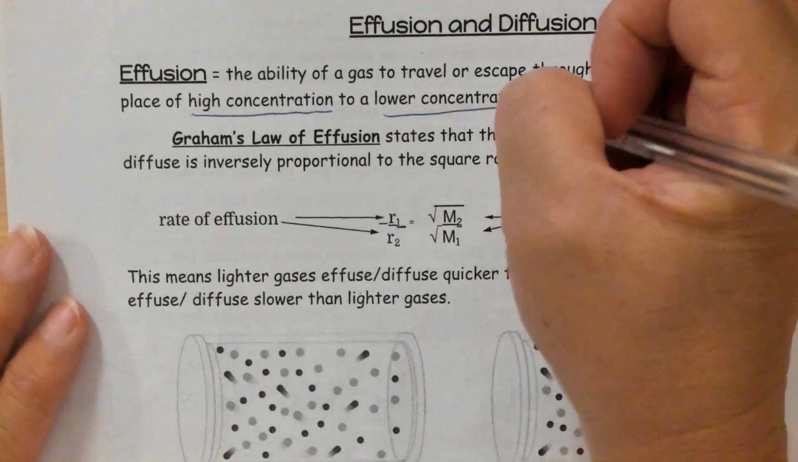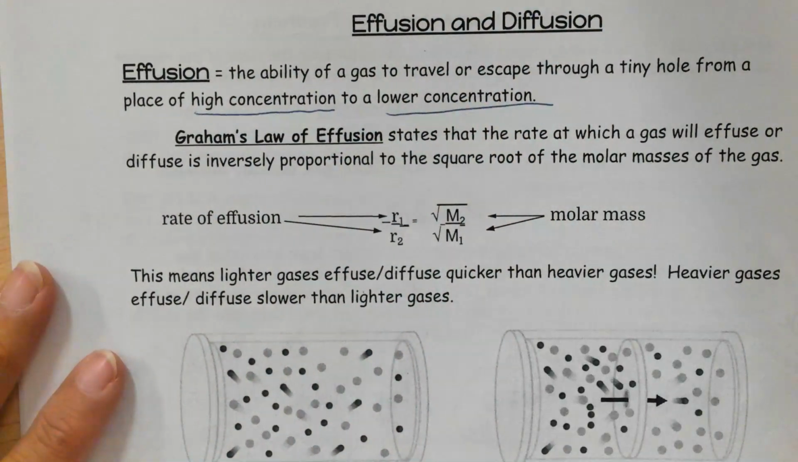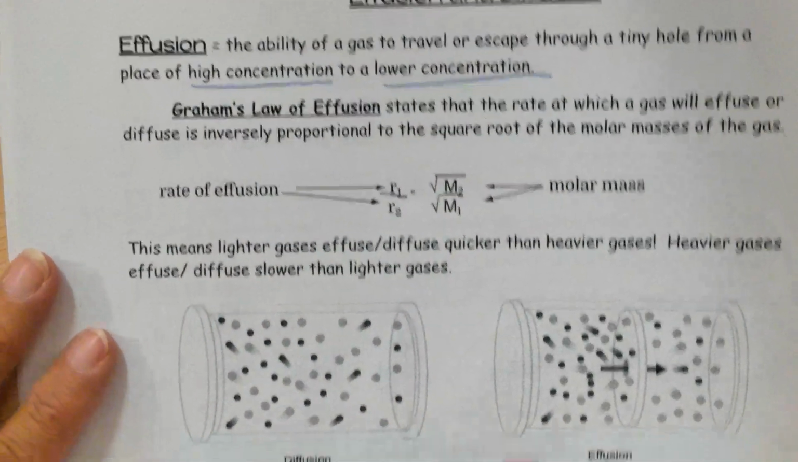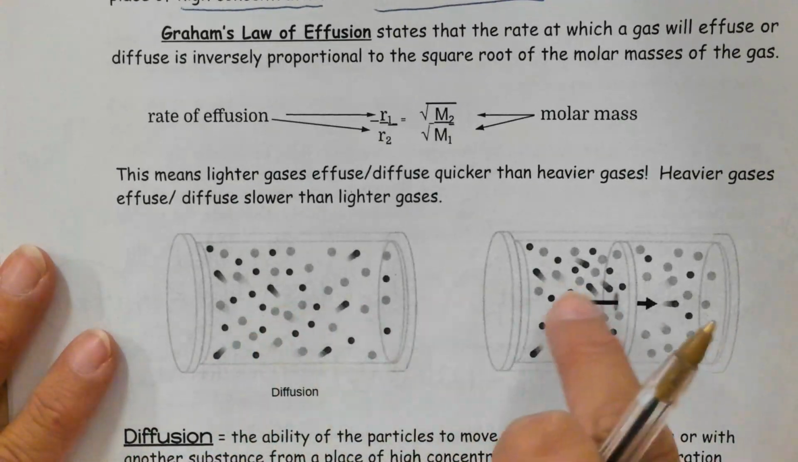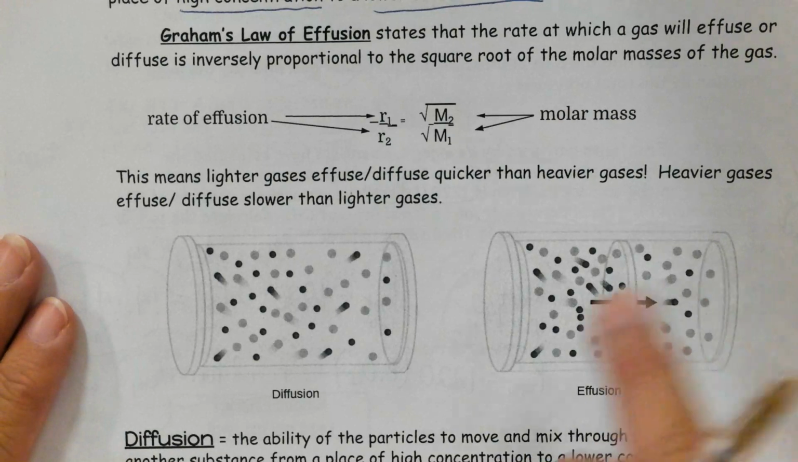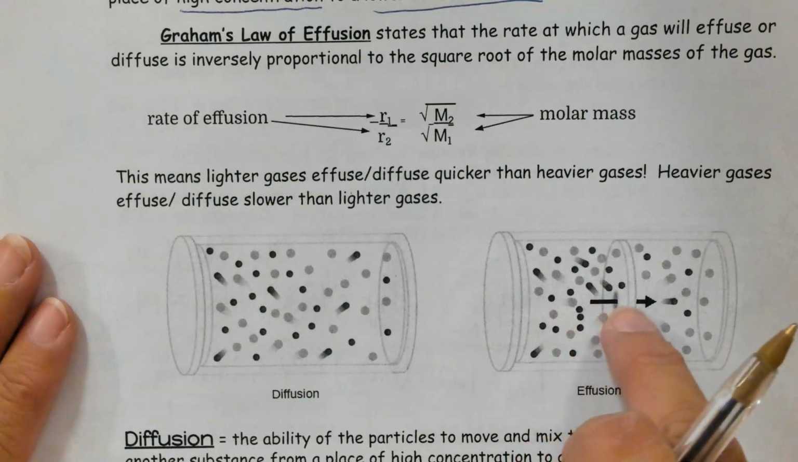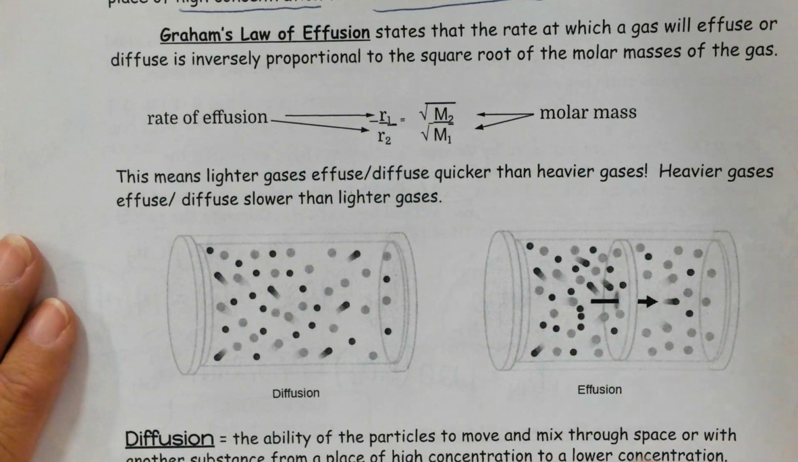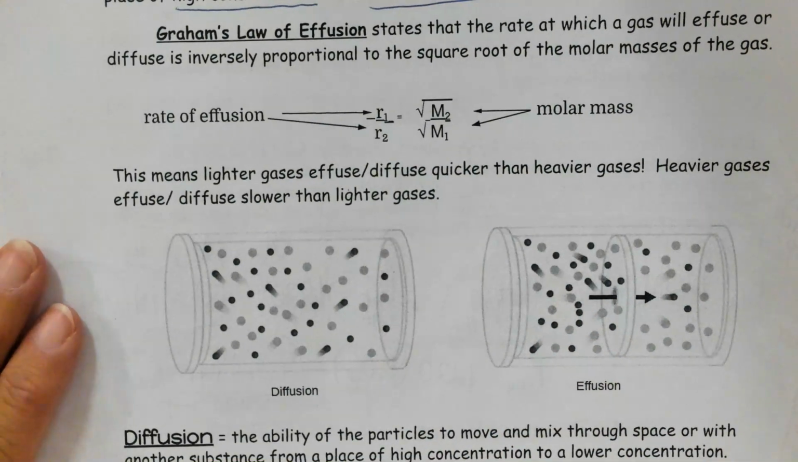Now, a lot of people ignore that part, because why would it move unless it was getting out of a place where it's really congested, and then it's like, okay, let's get some air. So you can see effusion, it's going to escape through a tiny hole, like maybe even a balloon. When you poke a hole in it, it's going to effuse out of that balloon, okay?